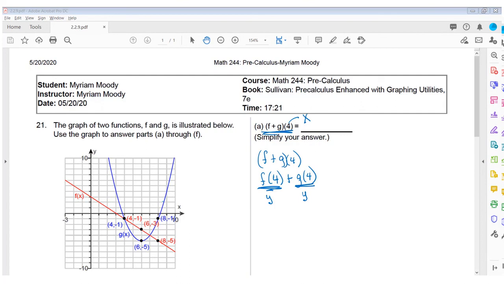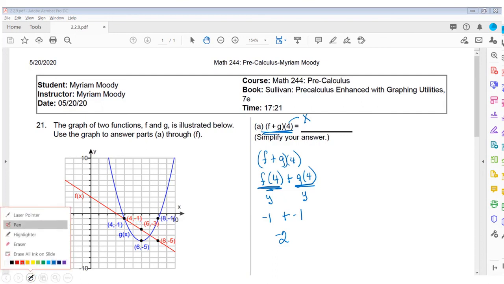The f of x function is the red line. The g function is the blue line. So look it up. When on f of x, the red line, when the x is 4, here it is, when the x is 4, it looks like the y value is negative 1. And on the g function, when x is 4, the blue shows me y, in this case, is also a negative 1. So we end up with negative 2 here. With me?